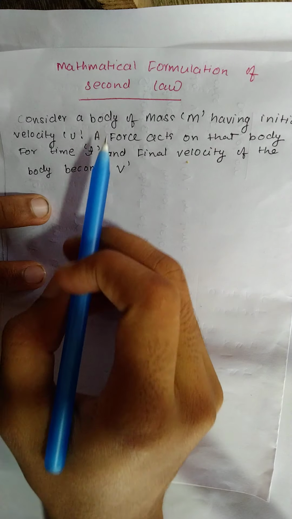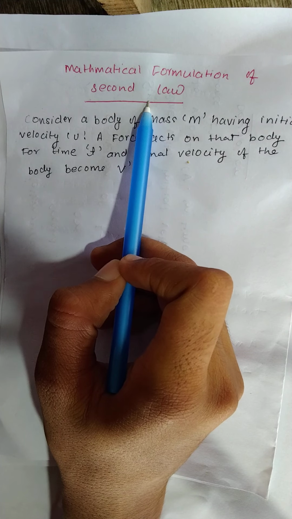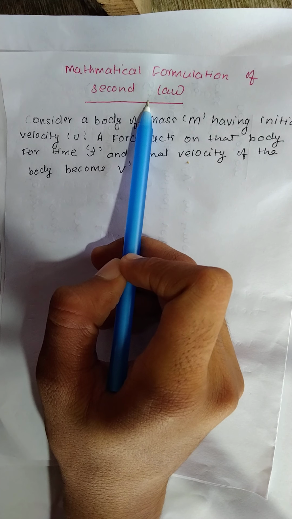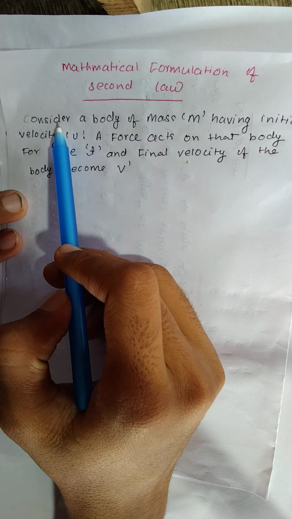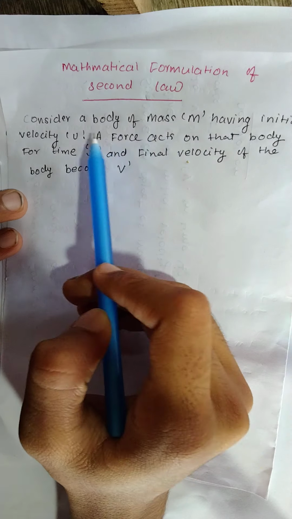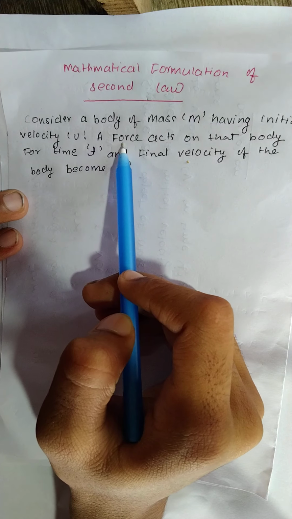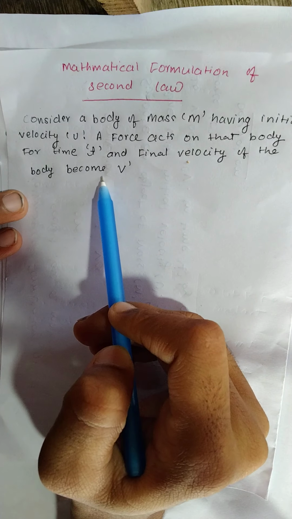Today we are going to study the mathematical formulation of the second law. The statement of the second law we have to do in mathematical representation. For that, read this carefully. Consider a body of mass m having initial velocity u. A force acts on that body for time t and the final velocity of the body becomes v.